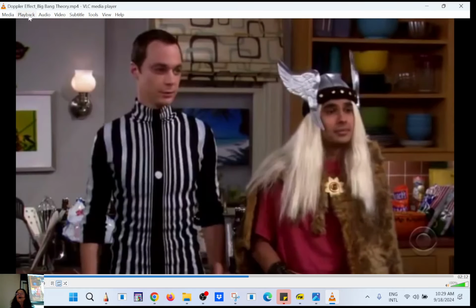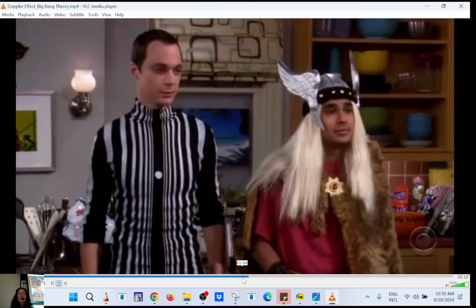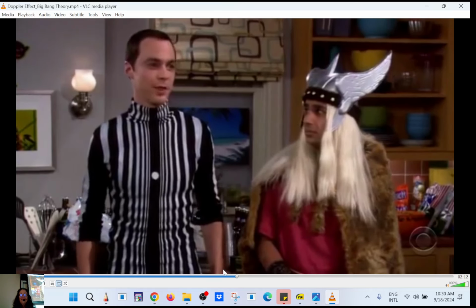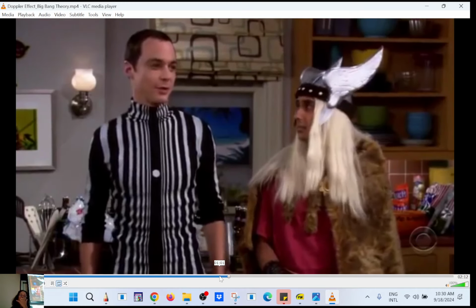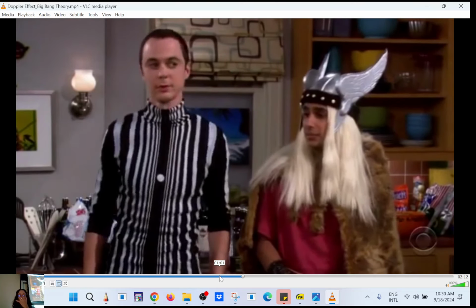Did you hear that? That's exactly the definition. And apparently the actor doesn't understand anything, but he was very good at memorizing the exact definition: the apparent change in the frequency of a wave caused by relative motion between the source of the wave and the observer.